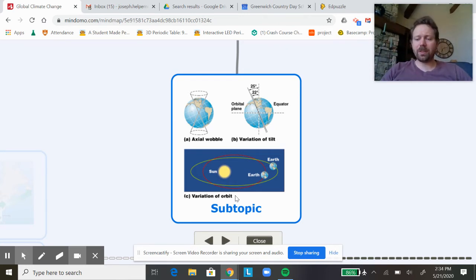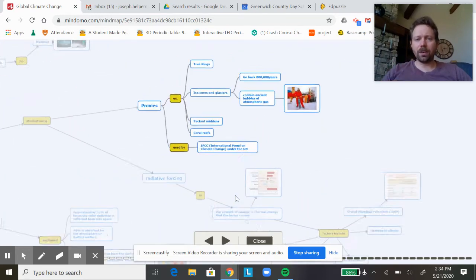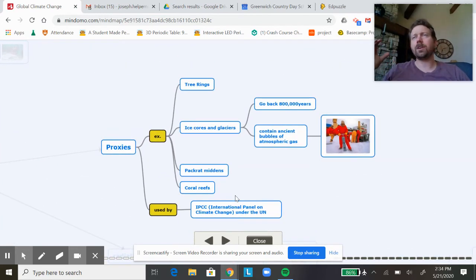All of this has been studied, and still the impact of CO2 has been proven to be the number one factor in the increase in temperature.